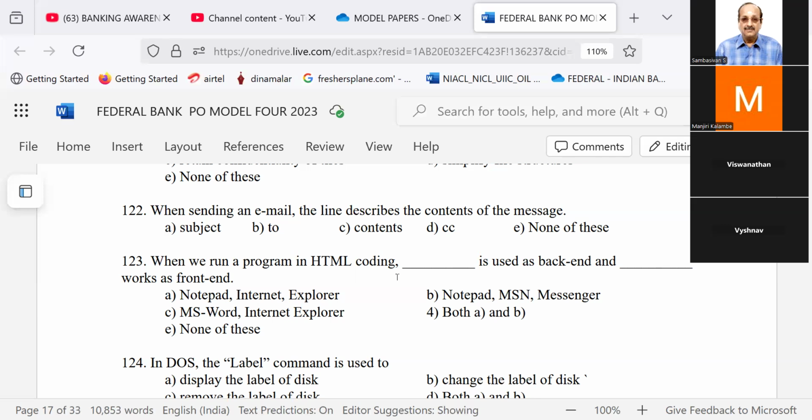Recently, about 65 candidates have come out successful in pan India recruitment. Last year, 124 candidates came out successful.